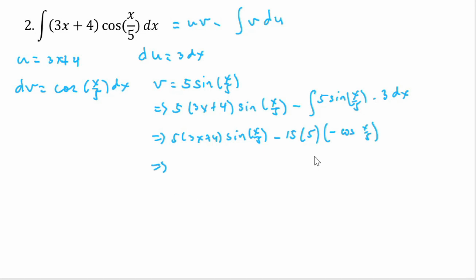So simplifying that again, rewriting first the product of uv, 5 times 3x plus 4 sine of x over 5. 15 times 5 is 75, but negative times negative is positive. So we can now have positive 75 of cosine of x over 5 plus a constant.